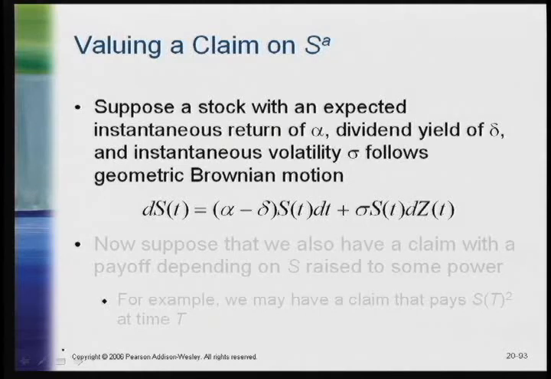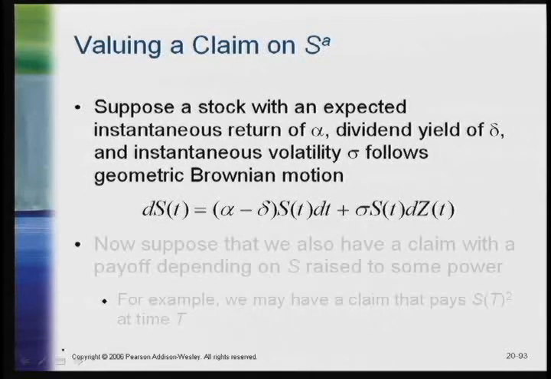The first example we'll make of Ito's lemma is valuing a claim on a security defined as the security to some power A. So you can think of this as more of a mathematical exercise than a security that you might expect to be trading on the street. So, for example, A could be square or cube. We want to value a claim which will pay the value of the cube of the price of a stock at time t.